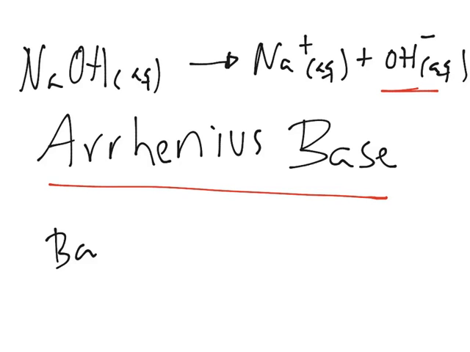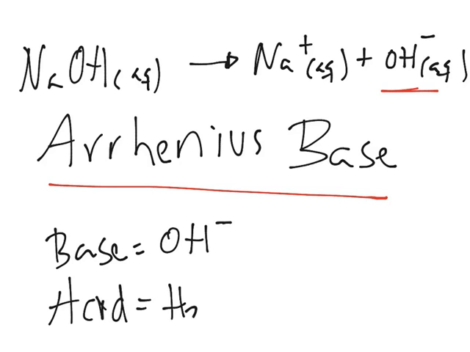So base, hydroxide, and acid, hydronium. And that's how you identify an acid and a base using the Arrhenius definition. It's pretty simple.